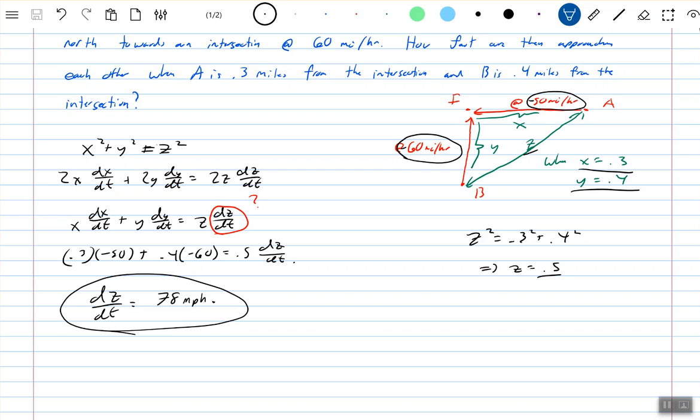Figure out the equation that relates them, differentiate it with respect to time, plug in all the variables that you have, solve for the one you don't. There you go. And that'll get you a related rates problem virtually every single time. All right? So that's all I have for the related rates. Now let's move on to the graphing questions.